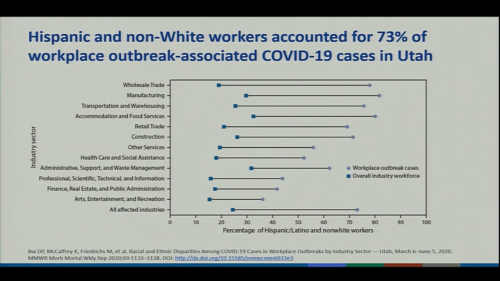The dark blue marker shows the baseline industry percentage of Hispanic and non-white workers. The light blue marker shows the percentage of COVID-19 outbreak workers who are Hispanic and non-white. As you can see, in every industry, Hispanic and non-white workers have been disproportionately affected by workplace outbreaks. Next slide.